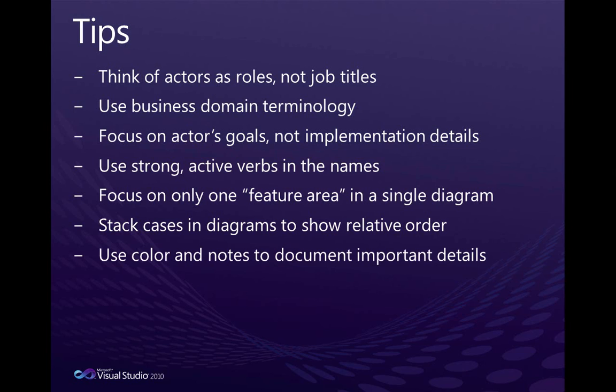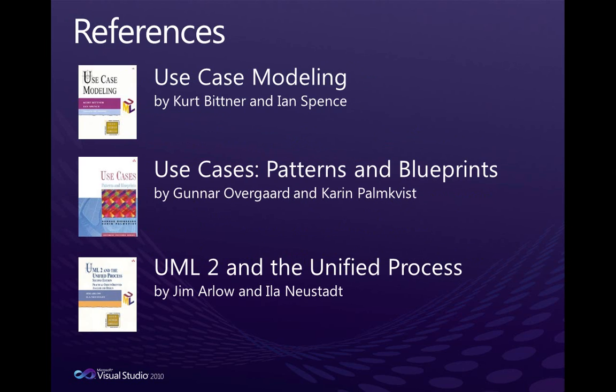Finally, you can use color and notes to document important details. I used a note specifically to show that this particular scenario extended off of one of the earlier scenarios. I could also go and use color. Maybe at some point when we start talking about our implementation plan, we build our iteration plan together and we color code the use cases in the order that they're going to be implemented. So iteration 1 might be blue, iteration 2 might be green.